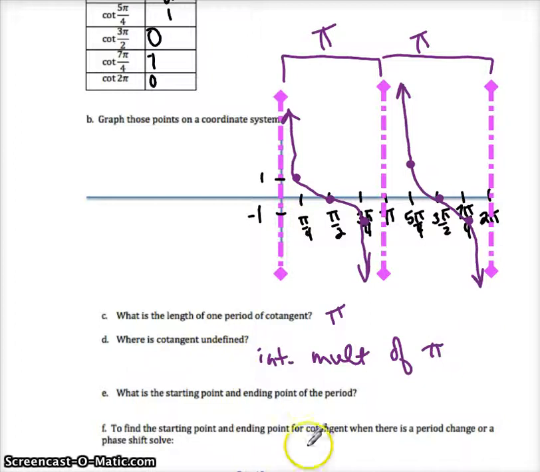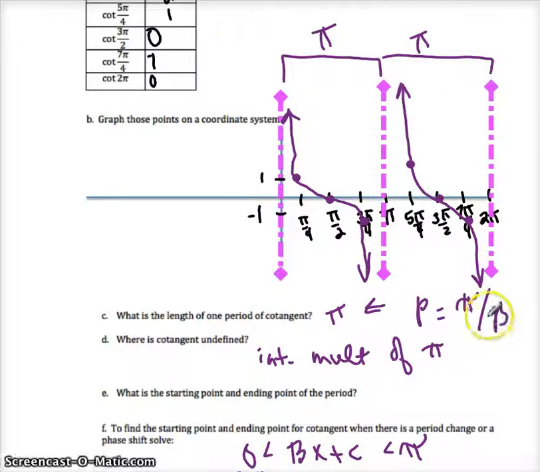So when you are calculating any phase shifts for cotangent or any period changes, you will use the inequality from 0 to pi. To calculate the period length, we will use that period is pi divided by the absolute value of b. Let's practice a couple of these.